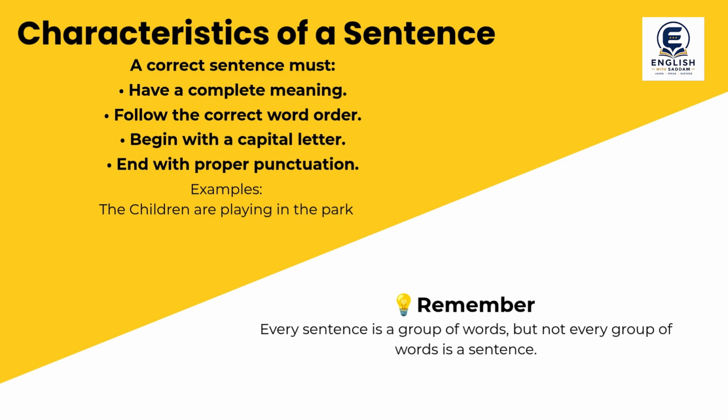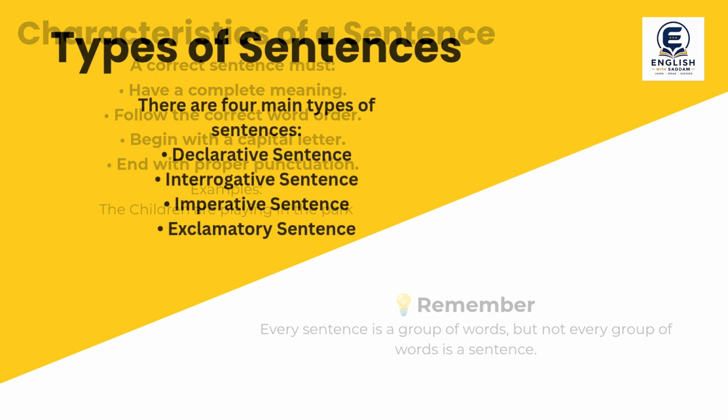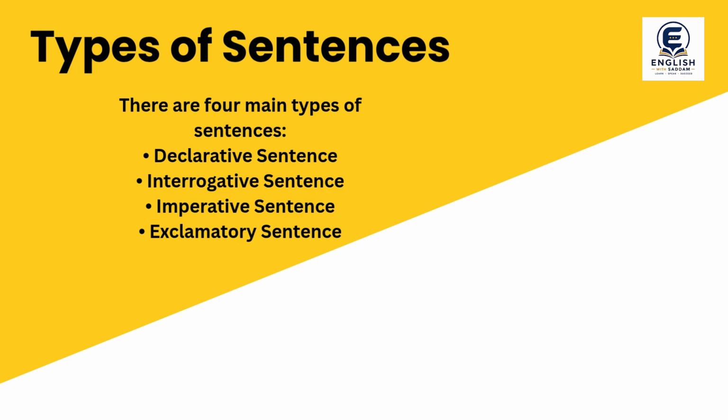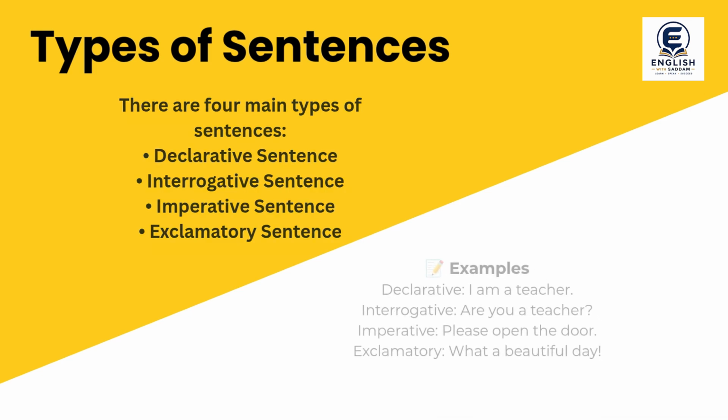So far we have learned what a sentence is and its basic characteristics. Now let's learn the four main types of sentences. These are declarative, interrogative, imperative, and exclamatory. Don't worry if these names sound difficult. In the next few slides, we will study each one separately with easy examples.